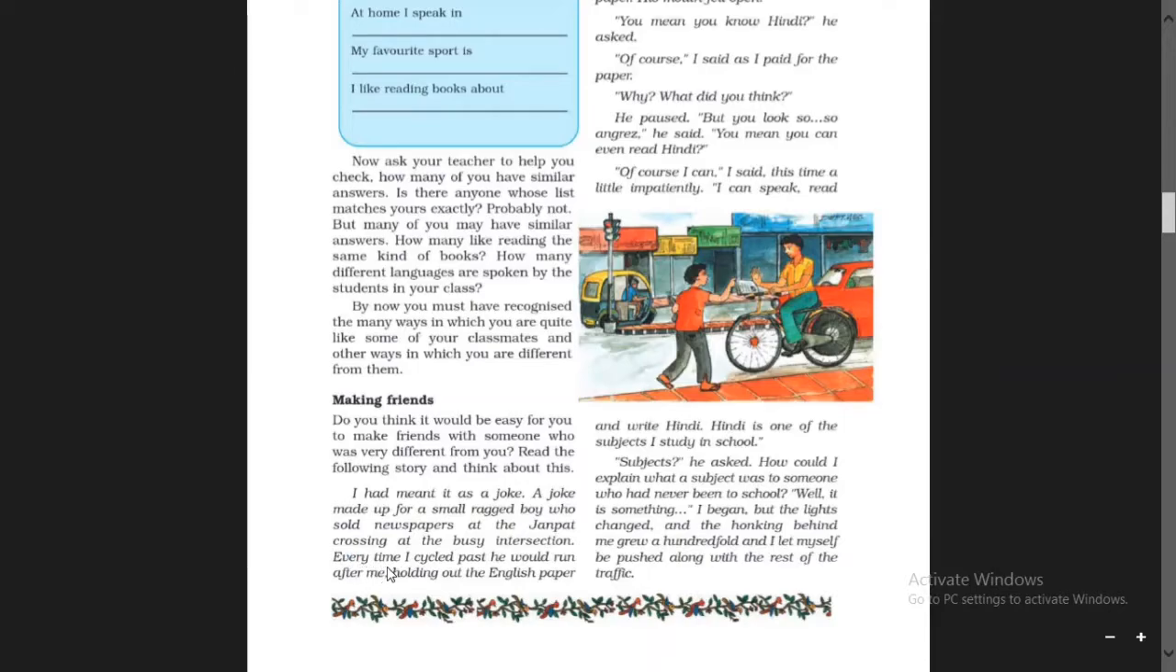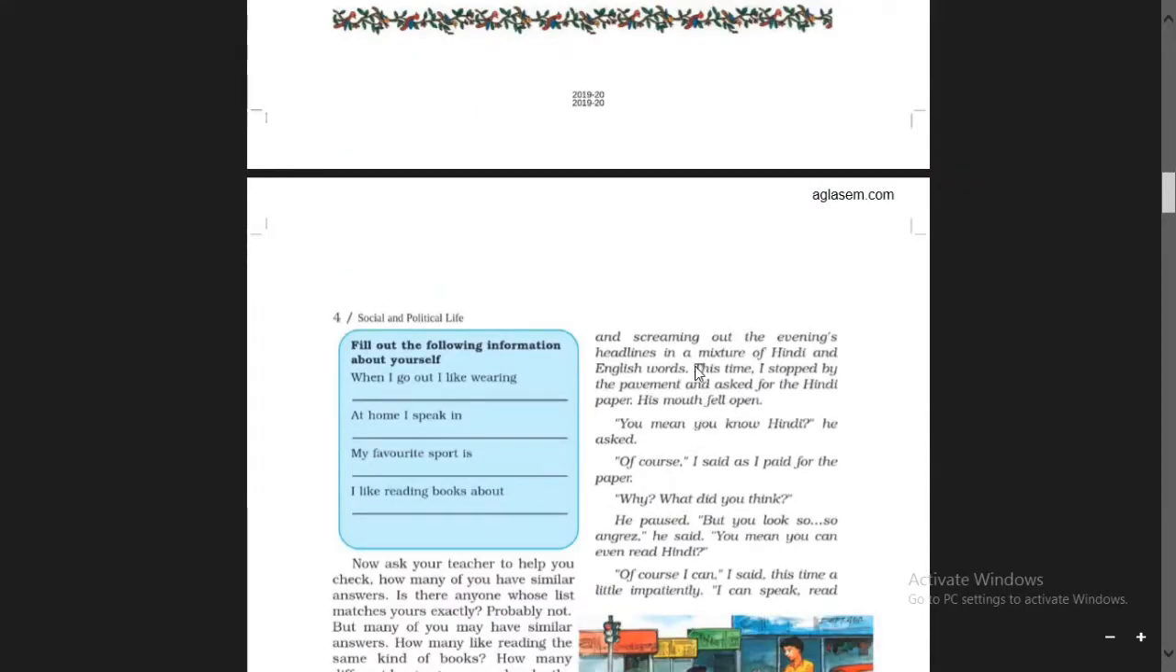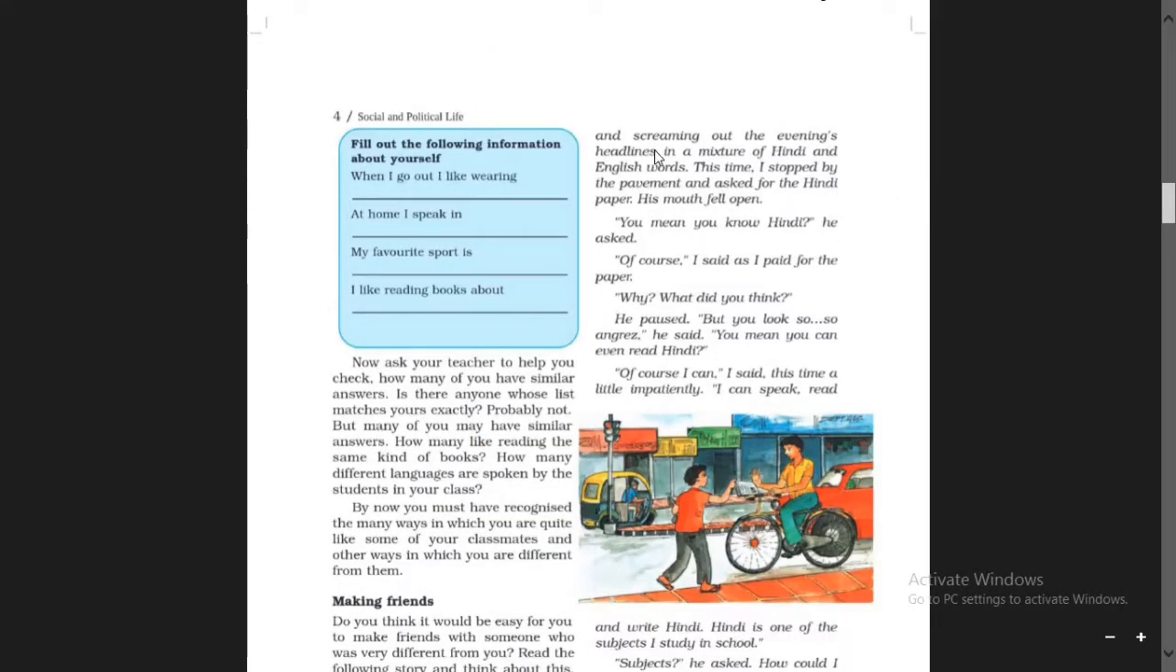Every time I cycled past, he would run after me, holding out the English paper and screaming out the evening's headlines in a mixture of Hindi and English words. Screaming means to cry or say something loudly. He used to shout in a mixture of Hindi and English words.